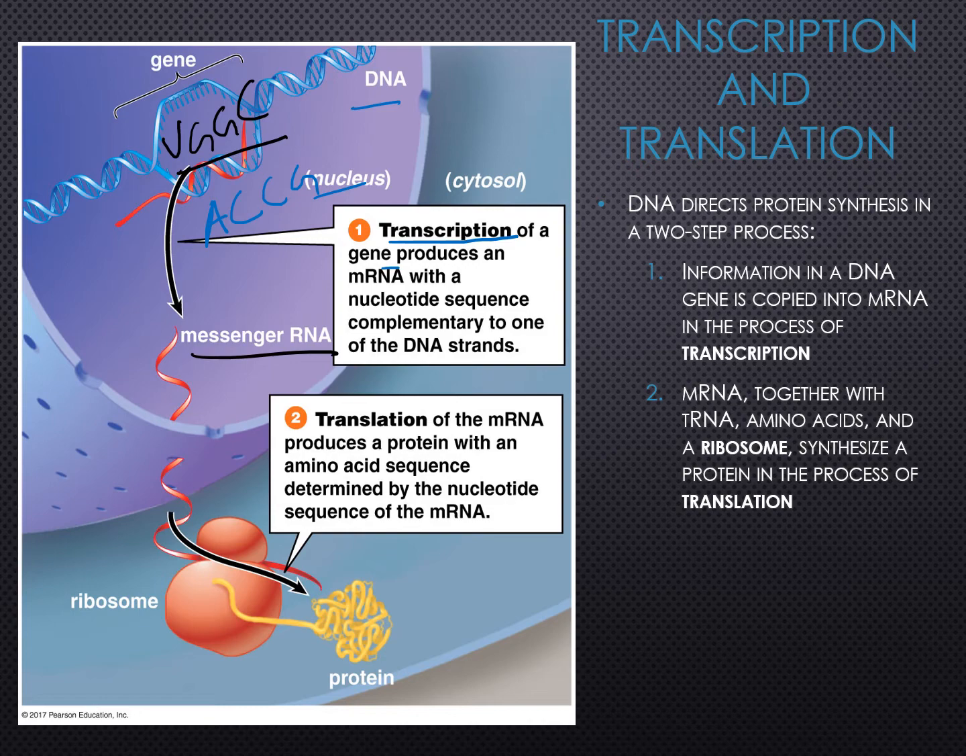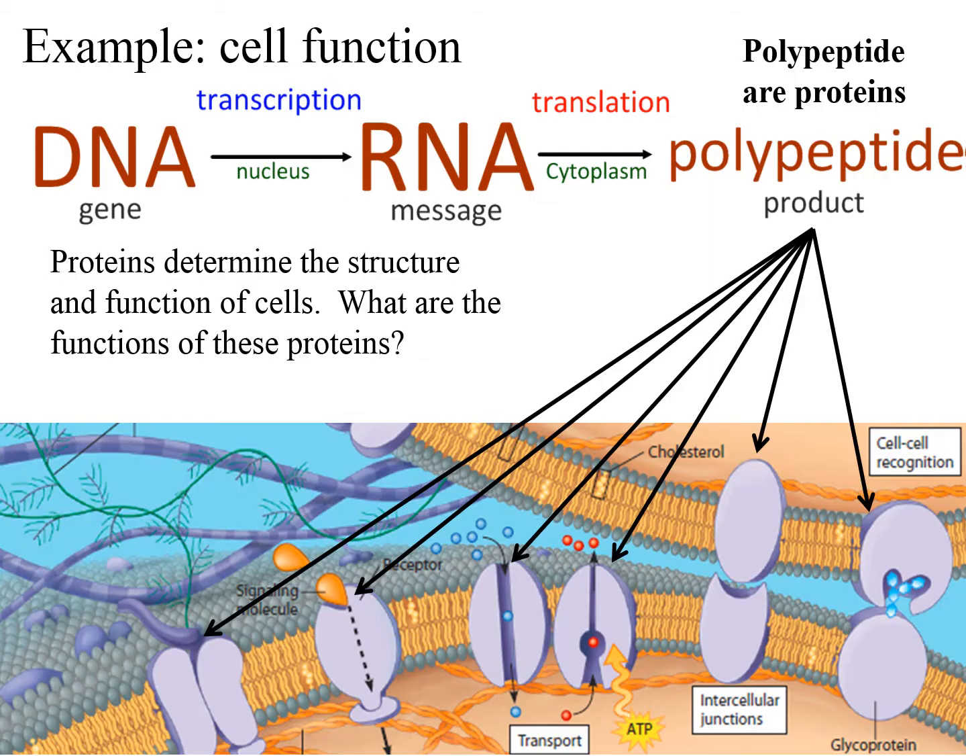mRNA leaves the nucleus and goes outside into the cytoplasm where ribosomes, shown right here, are going to read the message in the mRNA and produce a protein. A couple of examples of types of protein products, or as we've written over here, polypeptide products. Polypeptides are proteins. There are some minor differences, but they're basically the same thing.